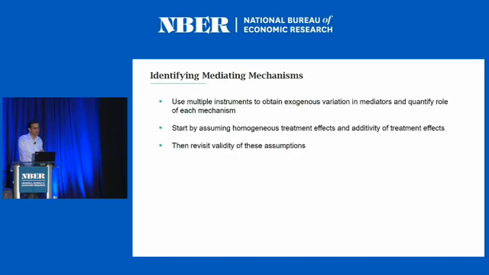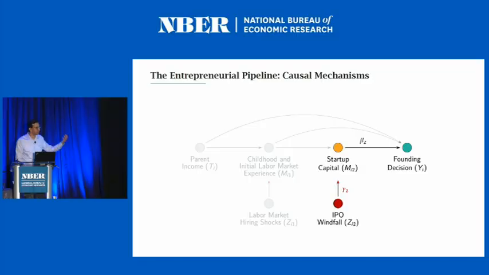So what we're going to do to identify mediating mechanisms is focus on one of the approaches Kosuke described, which is using multiple instruments with multiple mediators to obtain exogenous variation in these mediators and then quantify the role of each mechanism. Now, Kosuke emphasized that things get much more complicated when you have heterogeneous treatment effects and when you have interaction effects. So I'm going to start out with a much simpler case of homogeneous treatment effects and additivity, and then I'll talk about how we might revisit the validity of these assumptions. So I'll give you one quick illustration of how this works.